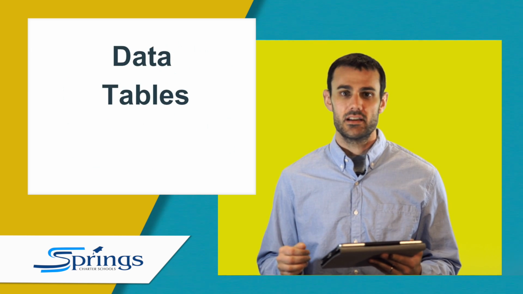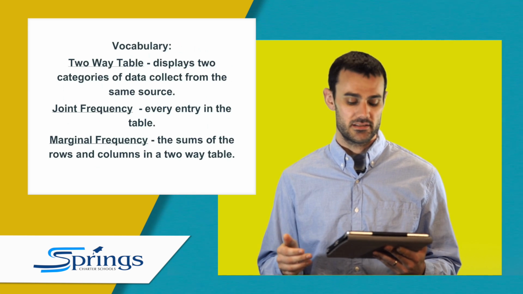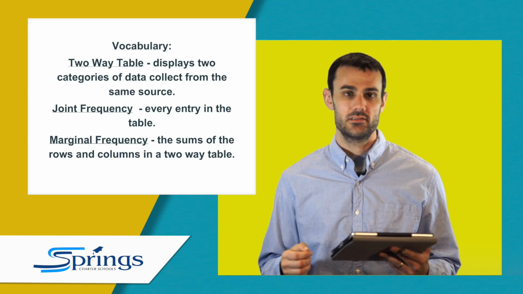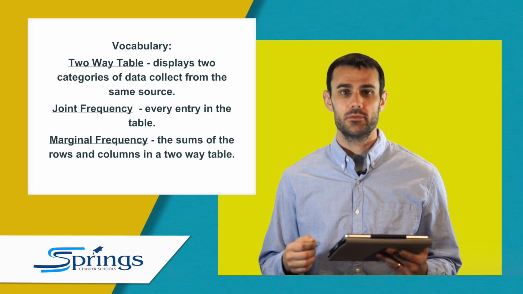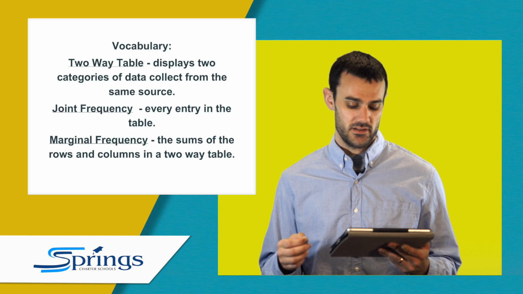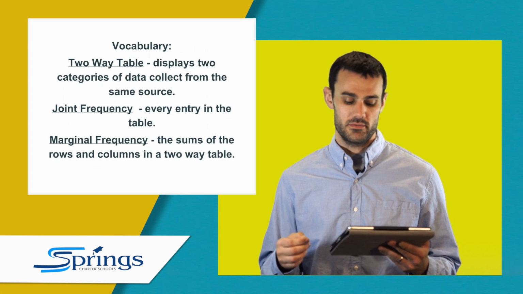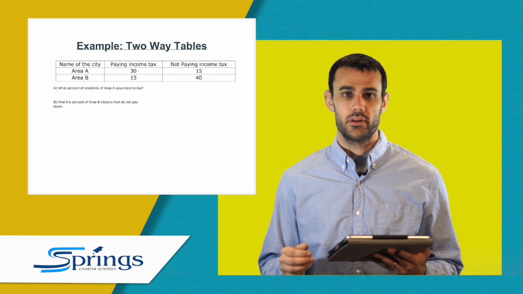Our last topic we discussed in this chapter was data tables. We have some vocabulary here that we can discuss. A two-way table displays two categories of data collected from the same source. A joint frequency is every entry on our data table, and a marginal frequency is the sums of the rows and columns on our two-way table. So here's an example of what we can look at.